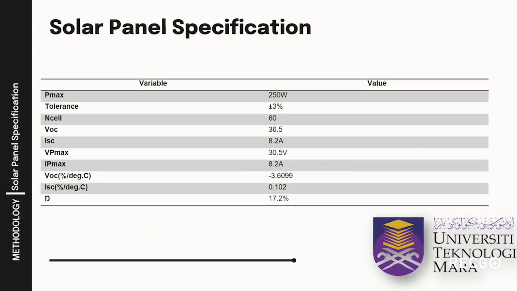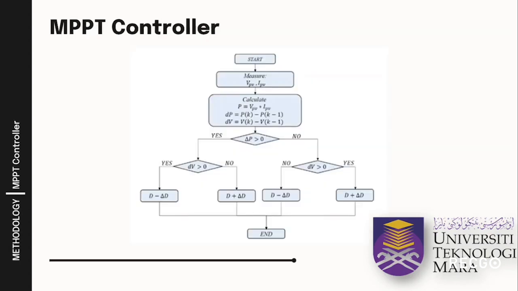This data shows the solar specification that I use for my project. Due to power variation of the PV module, the perturb and observe algorithm is introduced. The P&O method is used for tracking the maximum power point. The concept is that PV output power is periodically measured and compared with the previous power.